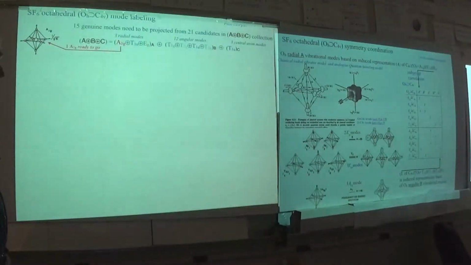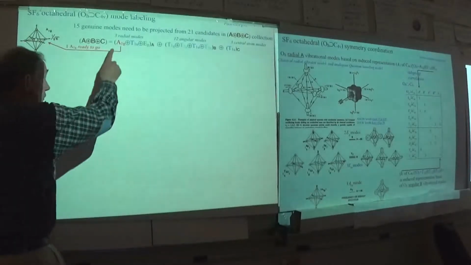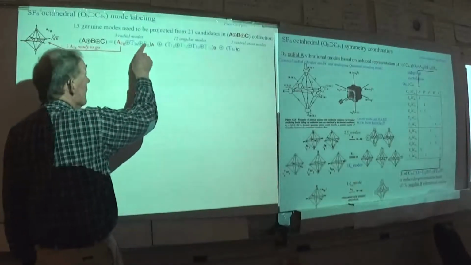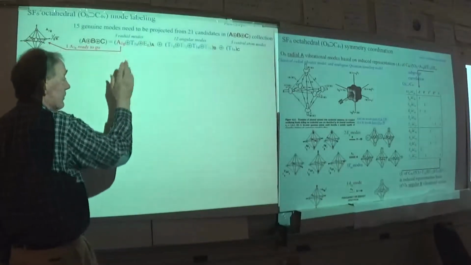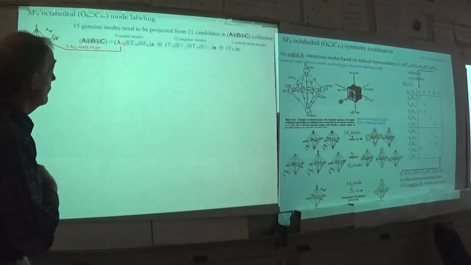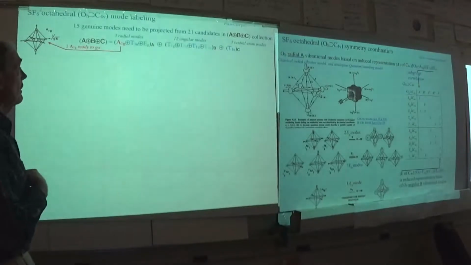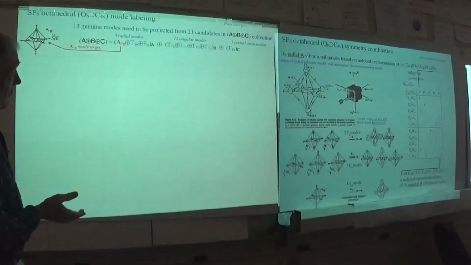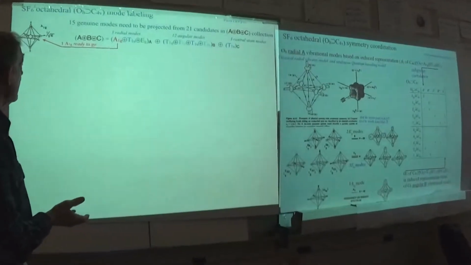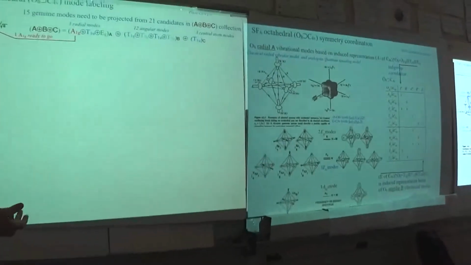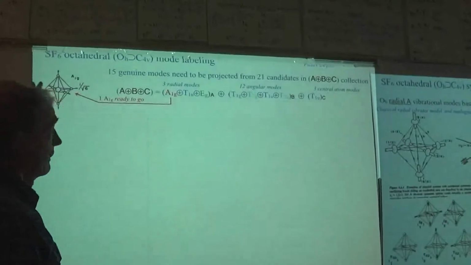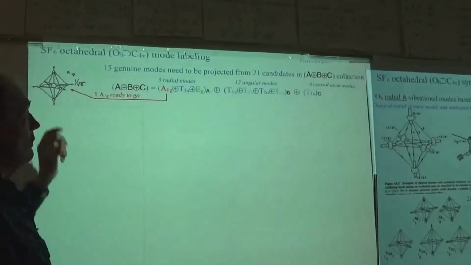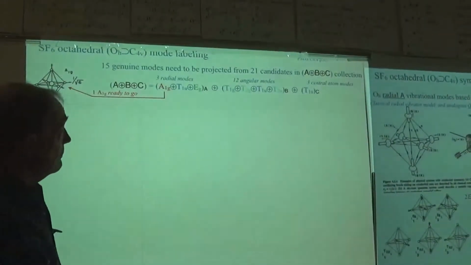So here's how it goes. As I said, we've got three radial modes, a singlet, a triplet, and a doublet. That's the one that had that beautiful bunch of pictures for our tunneling model. But this is just vibrations we're talking about here. So the radial vibrations are here, and A1G is ready to go. We already know what that looks like. So that's going to be one of our modes.